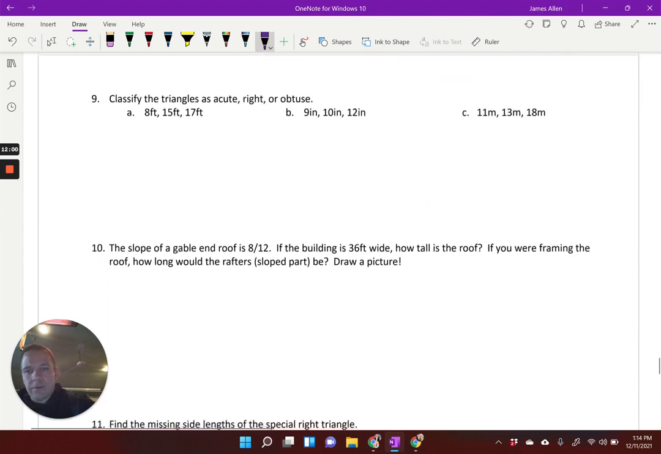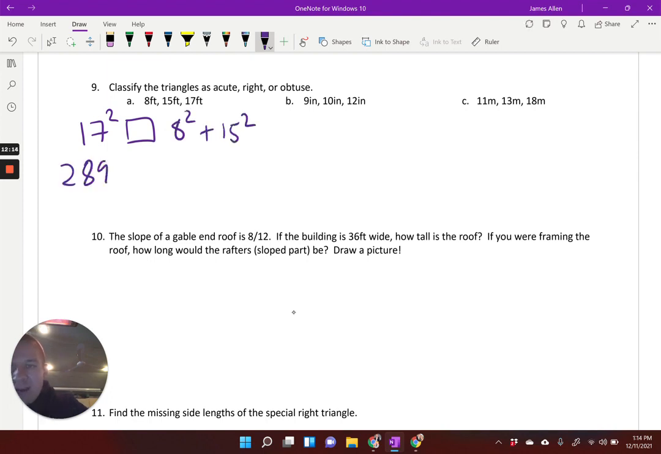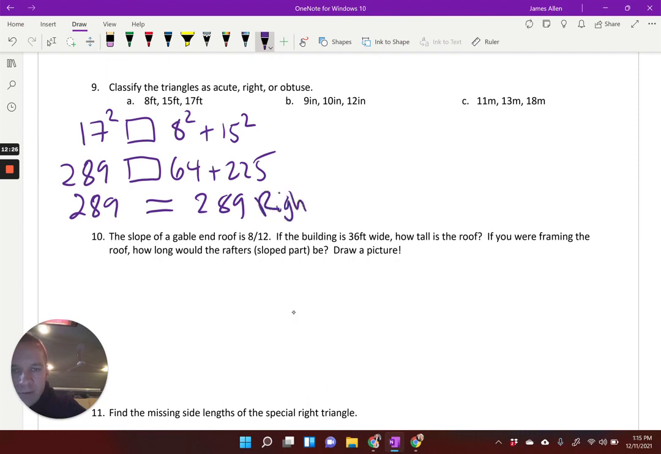All right. Classify the triangles as acute, right, or obtuse. So 8, 15, 17. That is actually one of our triples. But if we want to show the math, 17 squared, and then I have 8 squared plus 15 squared. That's going to be 289. And then I have 64 and 225. So that becomes 289. And this is 289. So I get equals. That is a right triangle. Since it was a triple, it would fit the Pythagorean theorem. We know that that's going to be a right triangle.